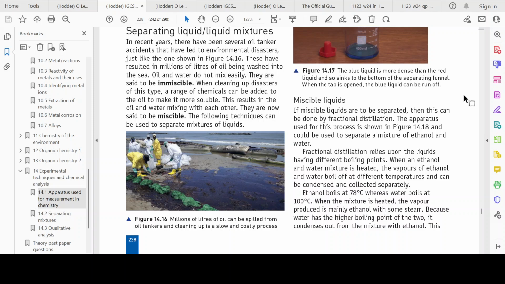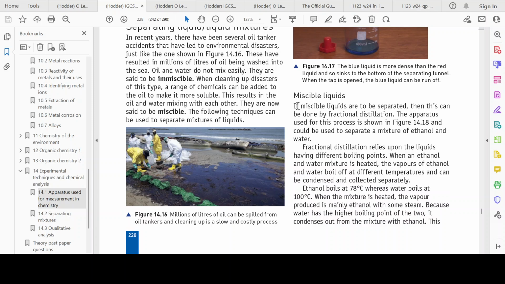But oil and water are immiscible. Even if you stir it, as much as you stir, it doesn't matter, right? They won't mix. And oil is less dense than water. So things to keep in mind.